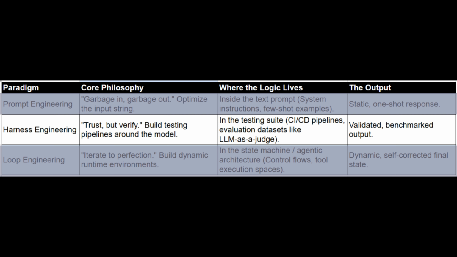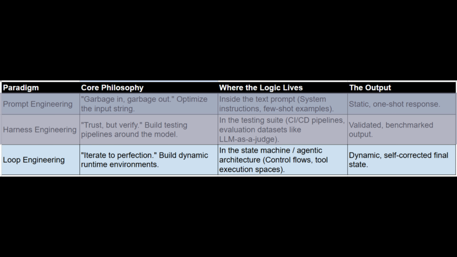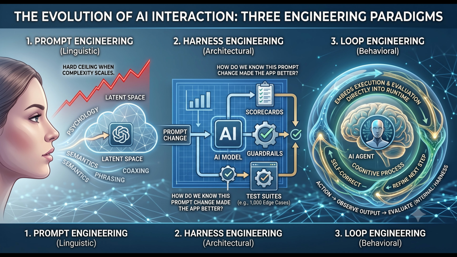In loop engineering, the core philosophy is to iterate to perfection and to build dynamic runtime environments. The core logic resides in the state machine, agentic architecture, control flows, tool execution spaces, and the output is a dynamic, self-corrected final state. The breakdown.